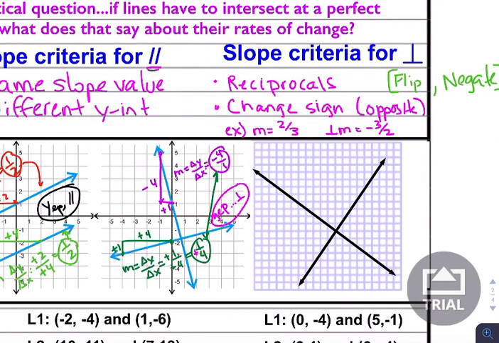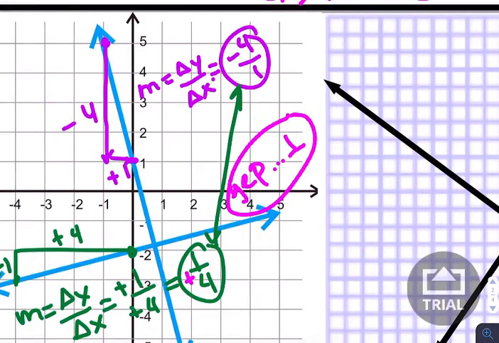Perfect opposites means two things. One, the sign has to change. That's the negation part. And two, it has to flip. And so that's flipped and negated. Let's check out this set.